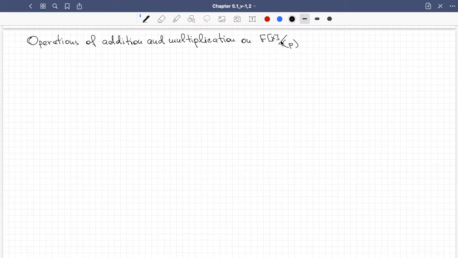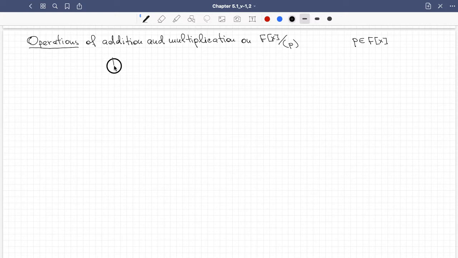So F is a field, F[x] is the ring of polynomials with coefficients in the field F. P is a polynomial with coefficients in the field F. Where the operations are introduced exactly as in the case of integers, of residue classes modulo an integer.